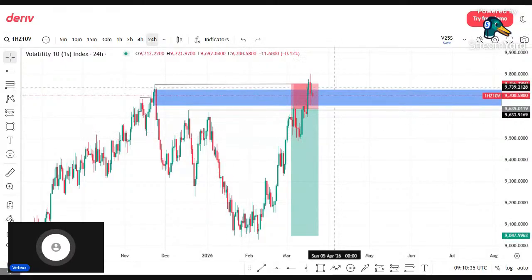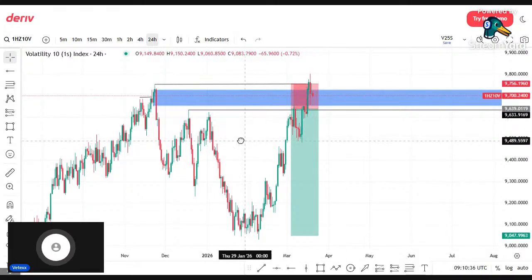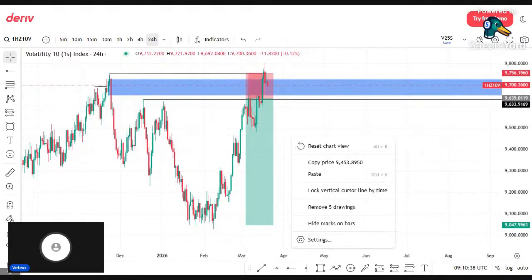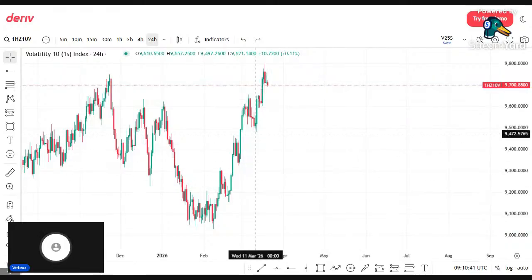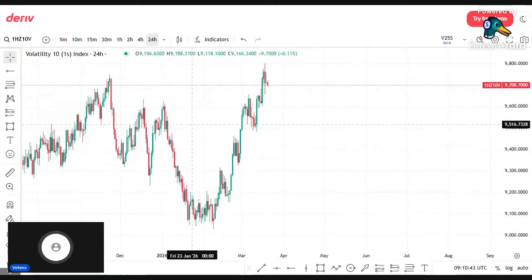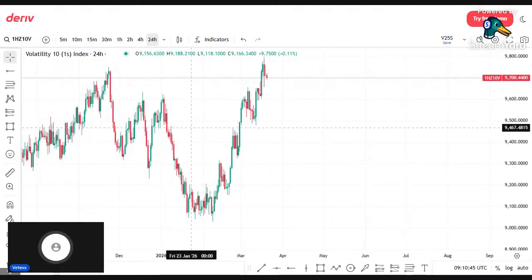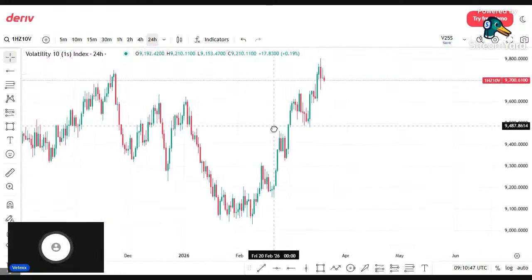So that is why this trade did not hold. So now what do we look out for? Instead of looking for sell when the buy on the weekly time frame is not yet completed, we start looking for what? We start looking for buy instead.